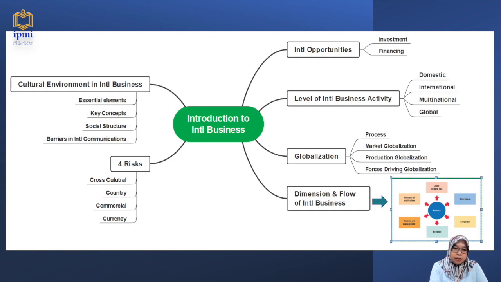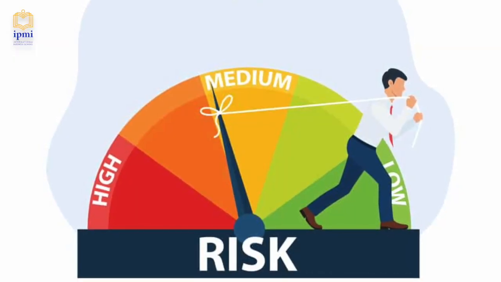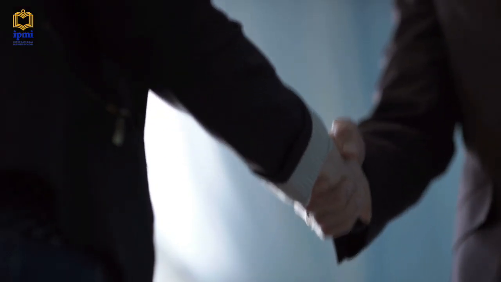And the last thing in this chapter is risk in international business. There are cross-cultural, country, commercial, and currency risks. Cross-cultural risks refer to the potential for misunderstanding and miscommunication due to cultural differences. Country risks include political and economic risks associated with doing business in a foreign country. Commercial risks involve the possibility of a business partner failing to honor contractual obligations. And the last is currency risks, which refer to the possibility of losses due to changes in exchange rates.